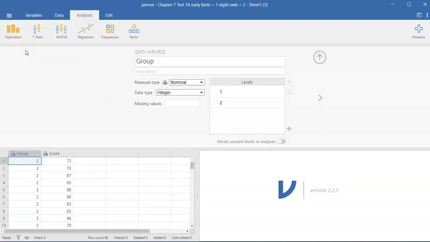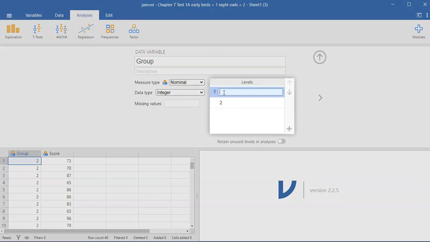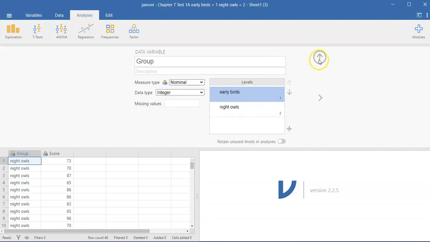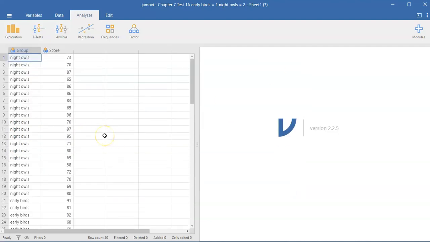So double click on group. And as it says in the data file itself, the group 1 are the early birds, and the group 2 are the night owls. So you do this, and that'll make your output a lot easier to read.